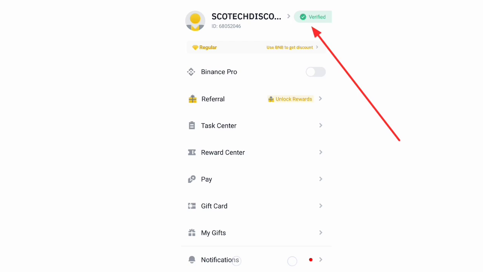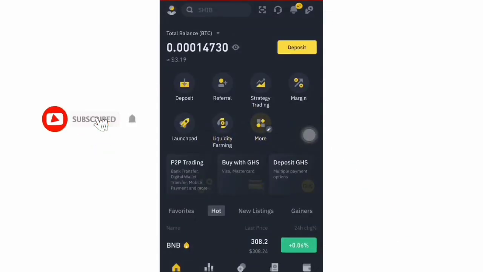So what you're going to do next is just click the Binance Pro to have a very good interface. So this is what it's going to look like. So guys, after successfully doing everything, this is what you see as the interface. What we said in this video is that we're going to be talking about spot trading. So as you can see down here, you click trade.